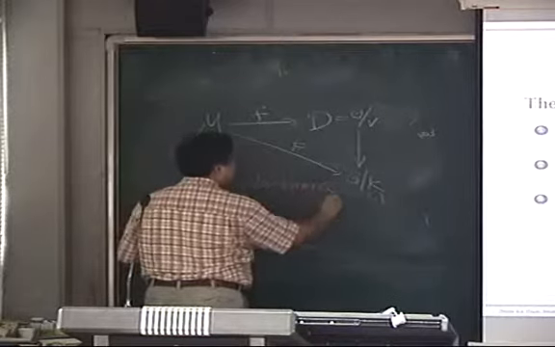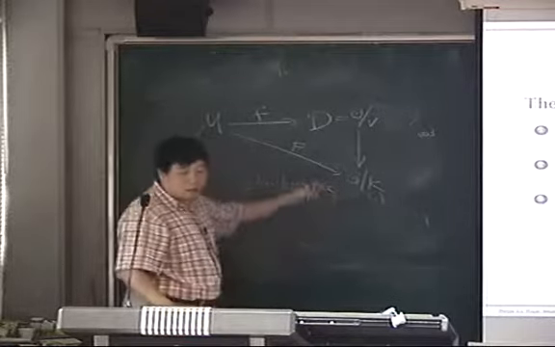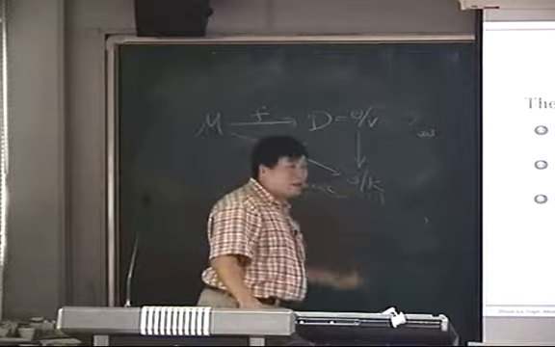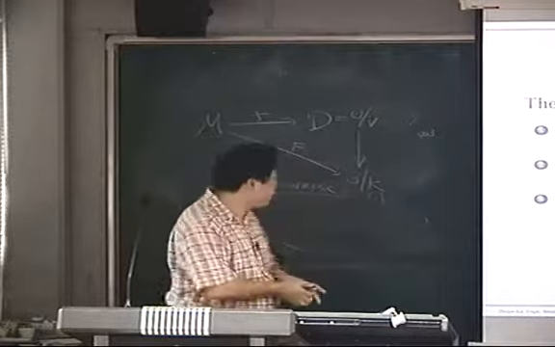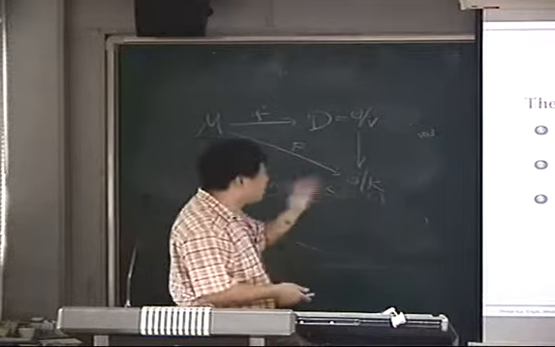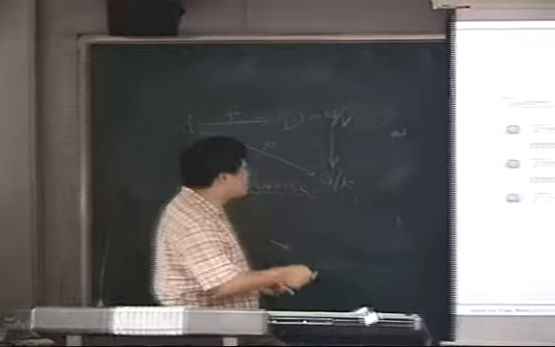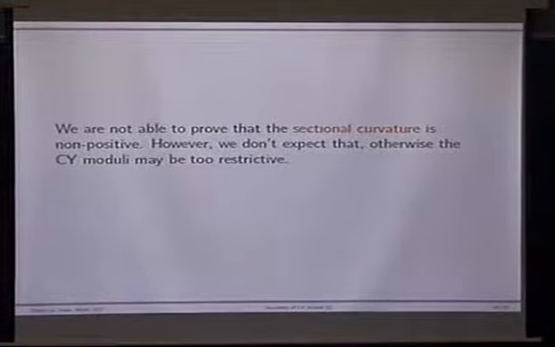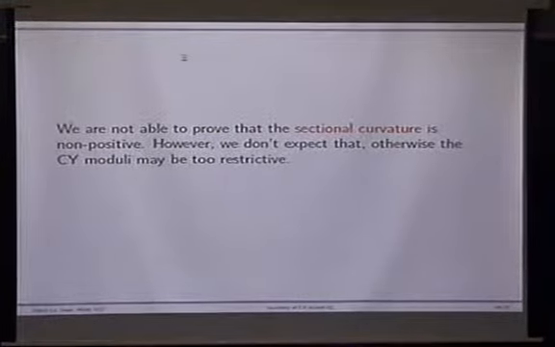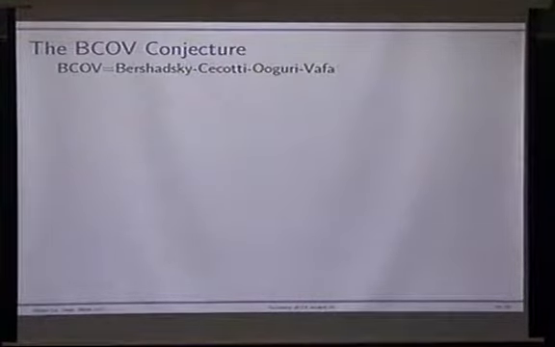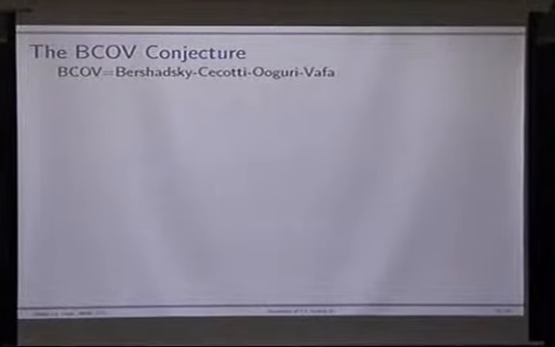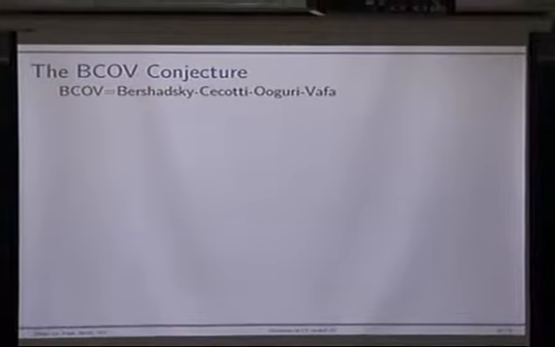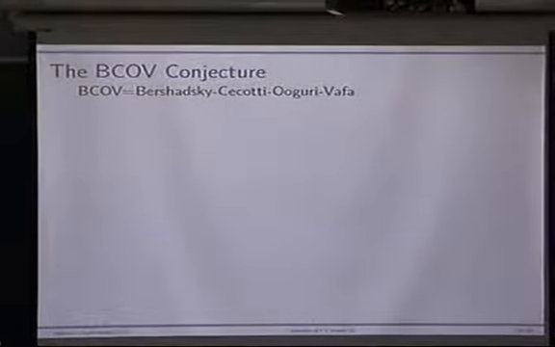It cannot be holomorphic in general because this is not even a complex manifold, but we can still prove that. So this result is a consequence of these two. Okay. So I may have some time, so for the rest of my talk, I will introduce what the BCOV conjecture is.